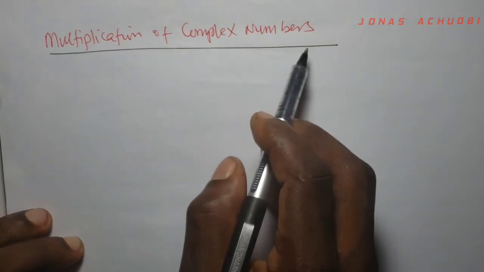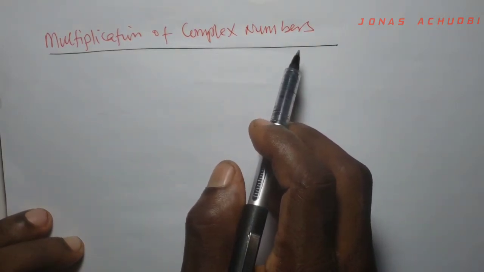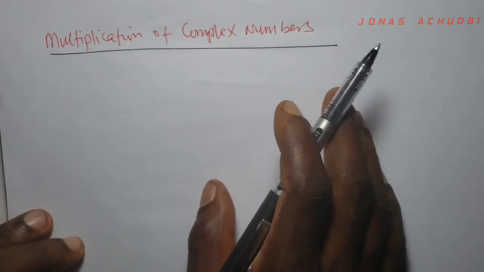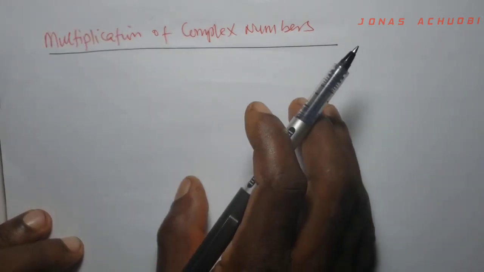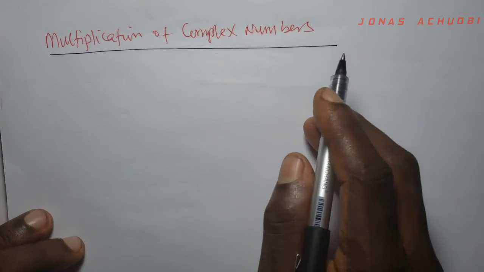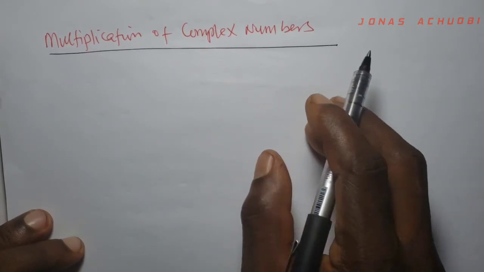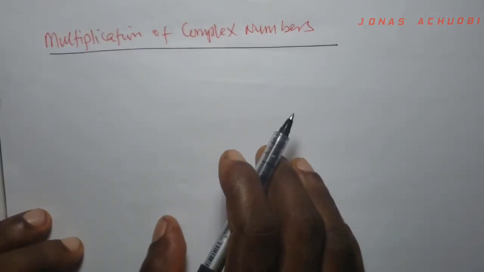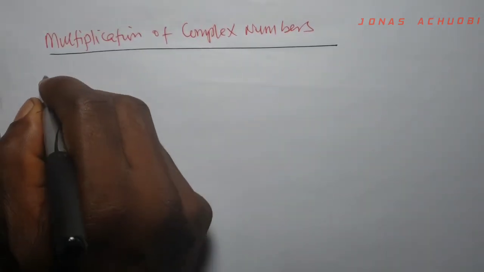Multiplication of complex numbers. Now, we carry out multiplication of complex numbers in the same manner as that of real numbers, except that here we should always bear in mind that i is equal to the square root of minus 1 and i squared is equal to what? Minus 1.